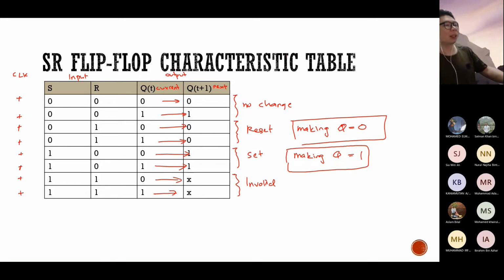So that is the characteristics table. A characteristics table will outline and give you all the possibilities. It gives you the possibility of 0, 0 over here, where the current output is 0, and it also gives you the possibility of the same mode where the current output value is 1. So this is a characteristic table.